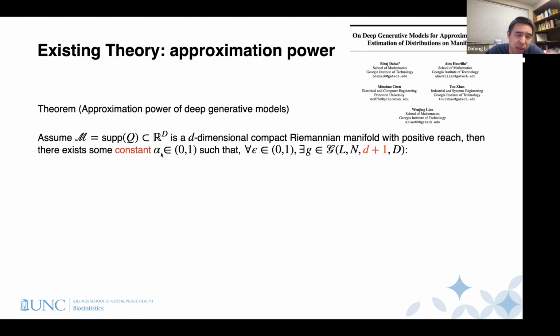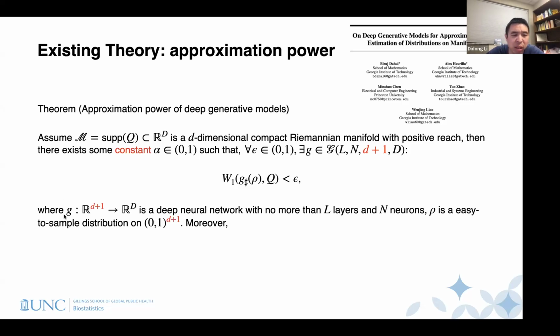Then there exists a constant alpha so that for any approximation error epsilon, there exists a deep neural network G in some function class I will define in a second, such that the Wasserstein-1 distance between the push-forward measure and the true distribution is arbitrarily small. So this is called approximation power. It basically says that my deep neural network G can learn any distribution through the simple push-forward.